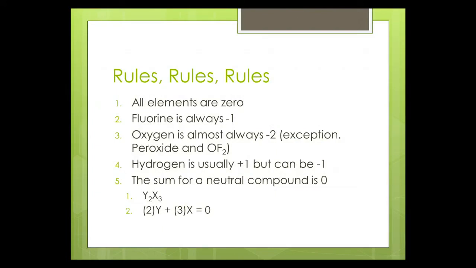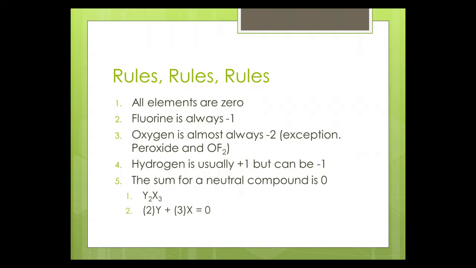And so we have rules and more rules. First rule is that all elements are zero. If it's an element by itself, it is zero by default. Fluorine is always -1, no exceptions. Oxygen is almost always -2.